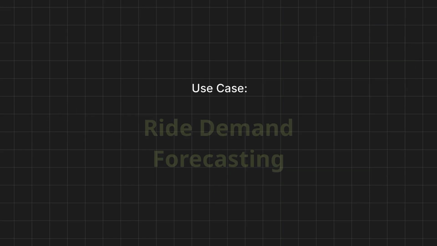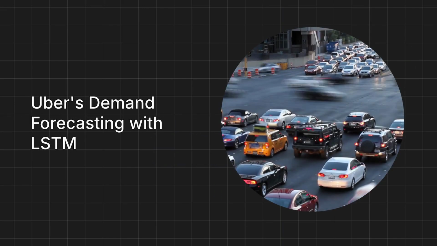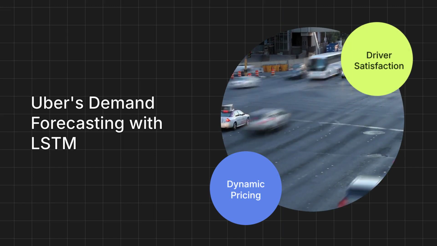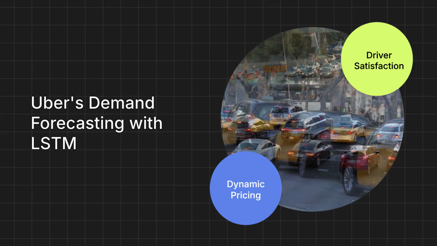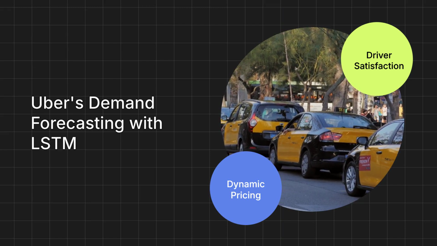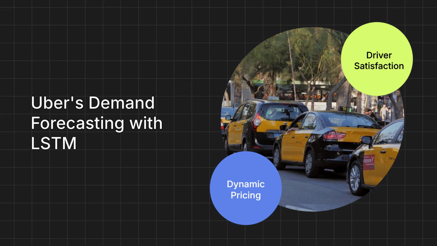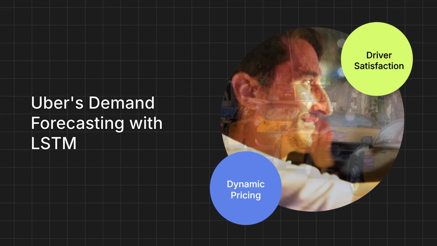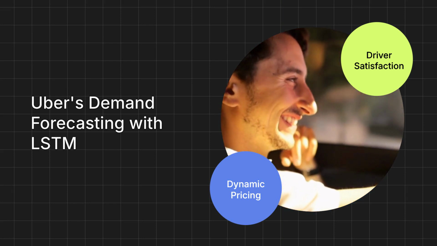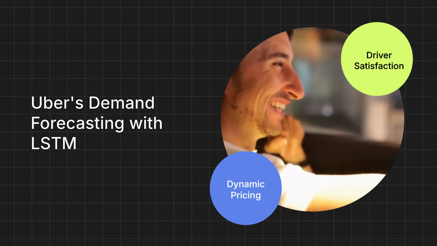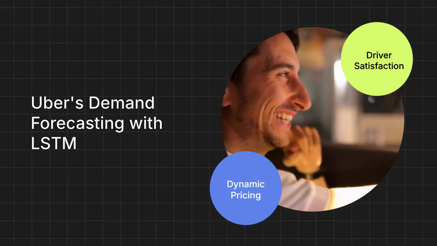Use case: ride demand forecasting. Uber utilizes LSTM models to forecast ride demand in different geographical areas and at various times of the day. These predictions help in dynamically adjusting pricing, surge pricing, and ensuring an adequate supply of drivers. By accurately forecasting demand, Uber improves rider experience and driver satisfaction.